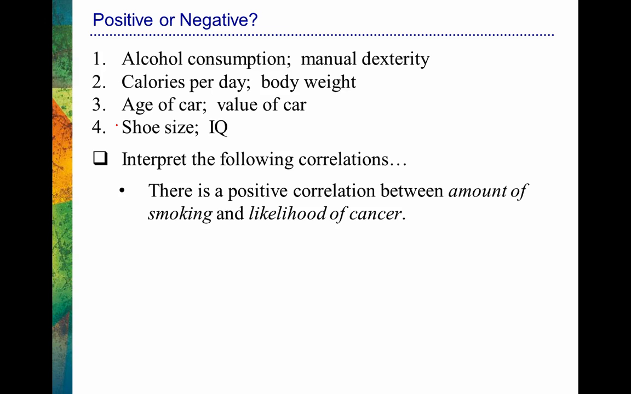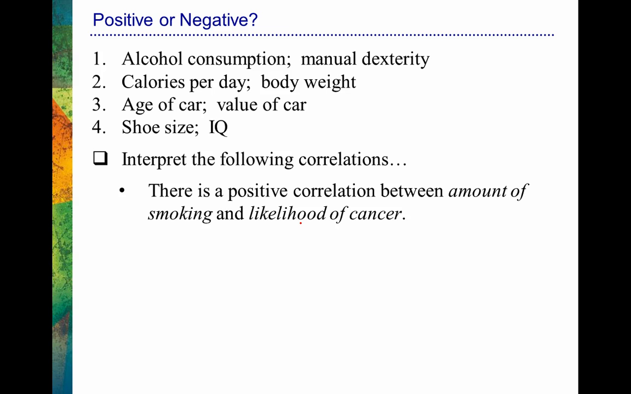Just trying to get our feet wet here, understanding how correlations work. So there's a positive correlation between the amount of smoking and the likelihood of cancer. What does that mean? Well, if there's a positive correlation, it means that two variables tend to work in the same direction at the same time. So as smoking increases, so does the likelihood of cancer. All right, so as smoking decreases, so does the likelihood of cancer. So people who smoke a lot have a higher likelihood of cancer. People who smoke a little or none tend to have a lower likelihood of cancer.